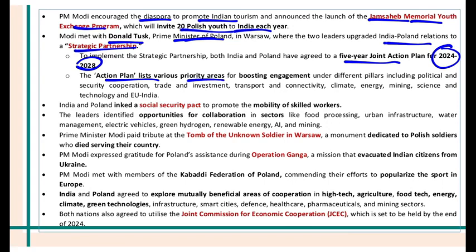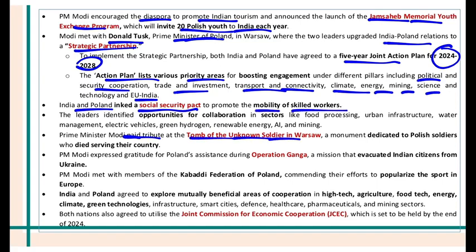So we will mutually cooperate in security cooperation, political cooperation, trade and investment, transport and connectivity, climate, energy, mining, science and tech, and EU-India. And India and Poland have also signed a social security agreement to promote the mobility of skilled workers. PM Modi also visited the Tomb of the Unknown Soldier in Warsaw, the capital of Poland. And PM Modi also thanked Poland for helping in Operation Ganga. Operation Ganga was launched by India to evacuate Indian citizens from Ukraine.